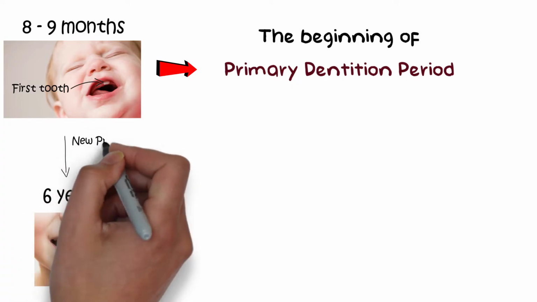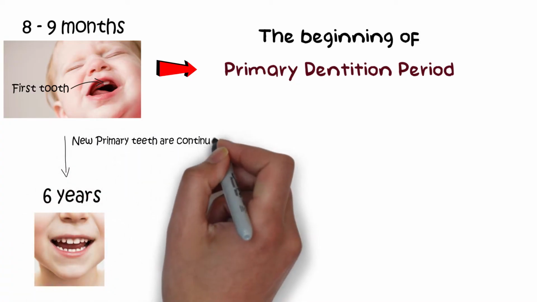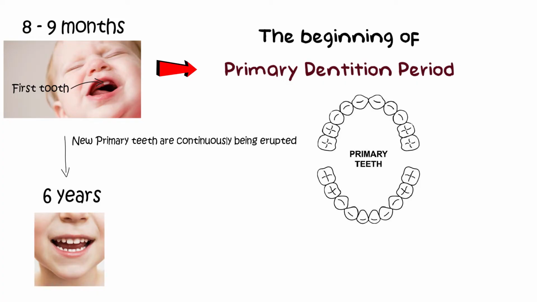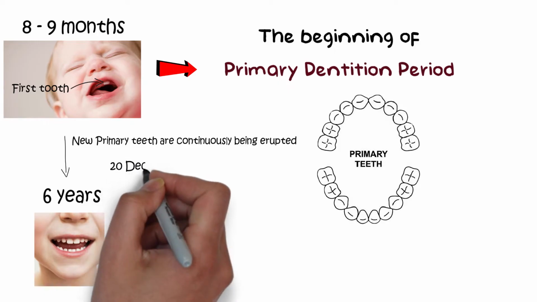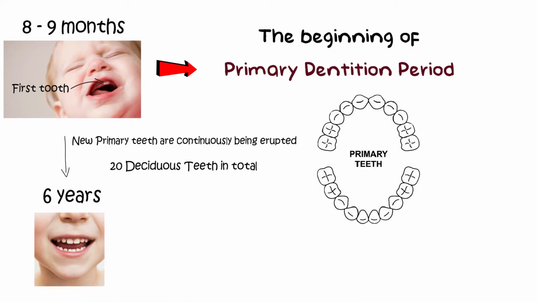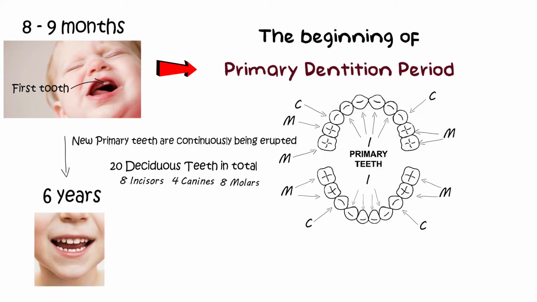During this period, new teeth are continuously erupting into the oral cavity. The teeth that erupt during this period are called primary teeth or deciduous teeth. Humans have a total of 20 deciduous teeth, including 8 incisors, 4 canines, and 8 molars, but no premolars. There are no deciduous premolars, and hence premolars are absent during the deciduous dentition period.